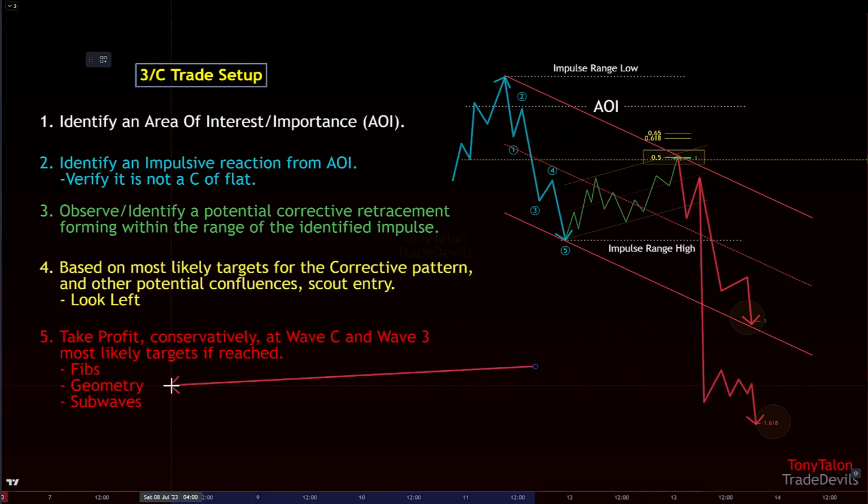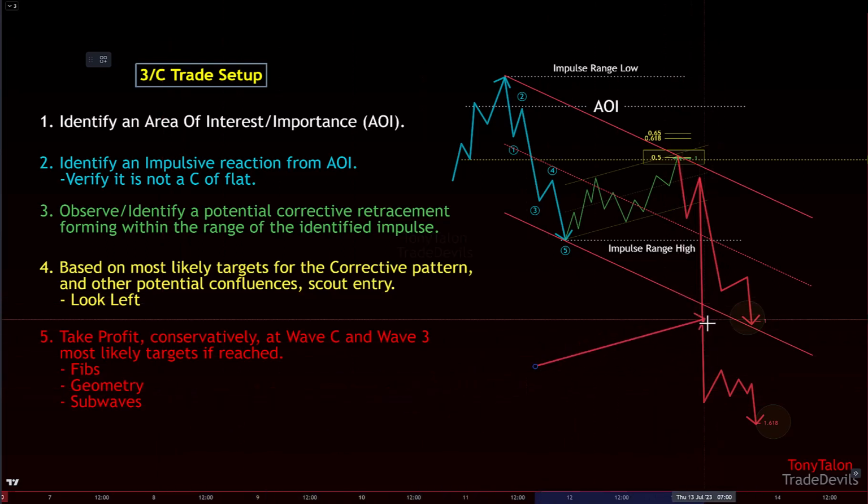So we broke out of the geometry, broke out of our channel line here, and then we're going to move on to the fibs. So fibs right here, most likely target for a wave 3 is, again, we're going to want to look at the substructure here to see if this subwave looks like it's going to end. If it's 1 2 1 2, we may have to recalculate, but again, this is going to be the most likely target for a wave 3. This is where we're going to target a conservative take profit. All right, so that's the overall simplification of the wave 3C trade setup here.